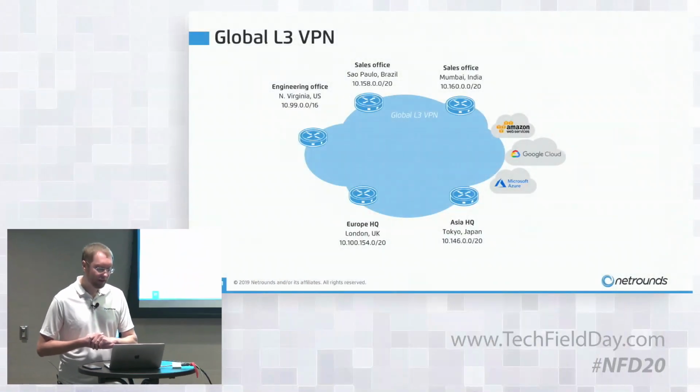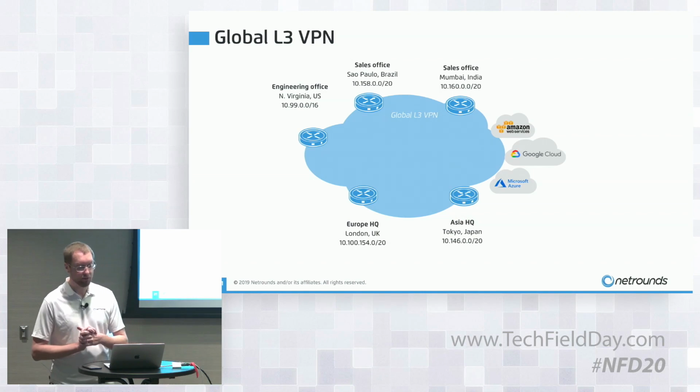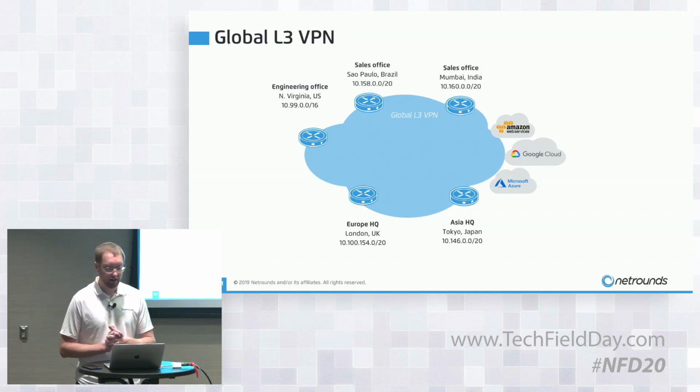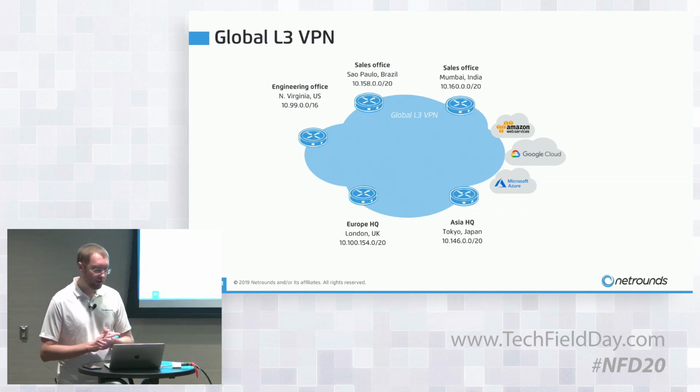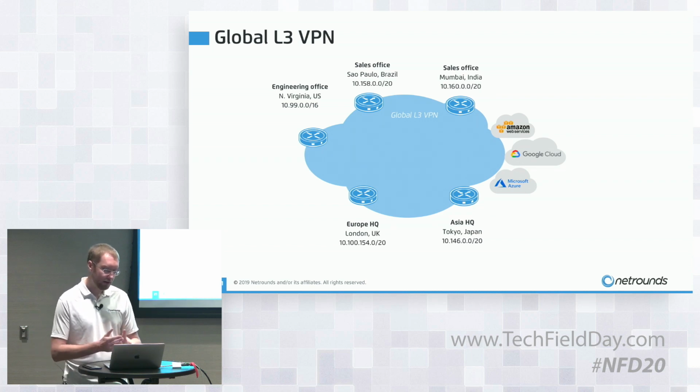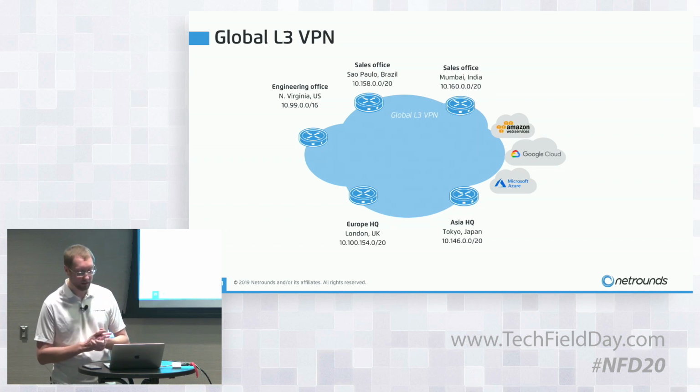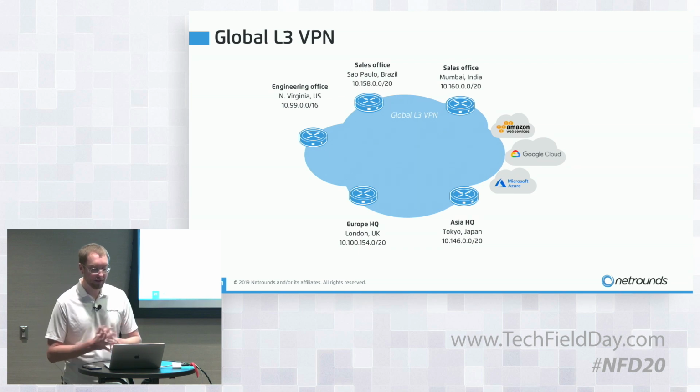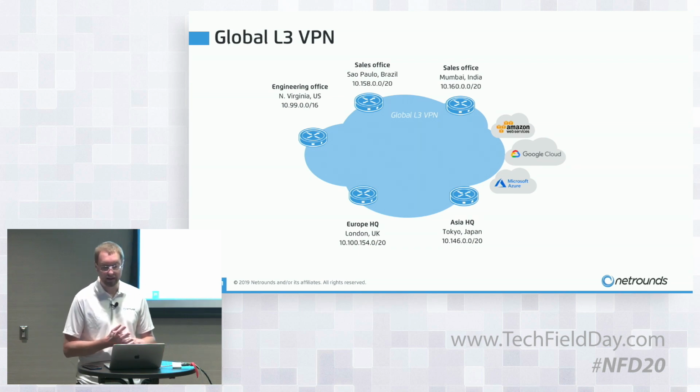To set the scene, what we're going to look at first is a global L3 VPN scenario. The demo scenario consists of 4 different sites. We have an engineering office here in the US, we have a headquarters in Europe, and one in Asia, in Tokyo. And then we have 2 sales offices in Sao Paulo, Brazil, and Mumbai, India.